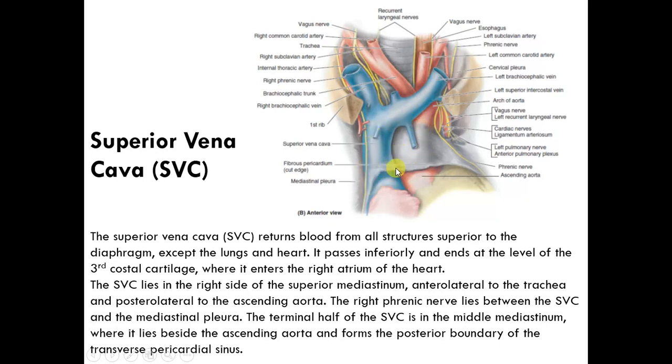So here is the superior vena cava, a very short structure which drains blood from the head and neck region and upper limb into the right atrium. Also, along with that, the blood from above the diaphragm, from the thoracic wall and thoracic cavity, is drained by the superior vena cava. The veins will drain into the superior vena cava and then enter the right atrium.